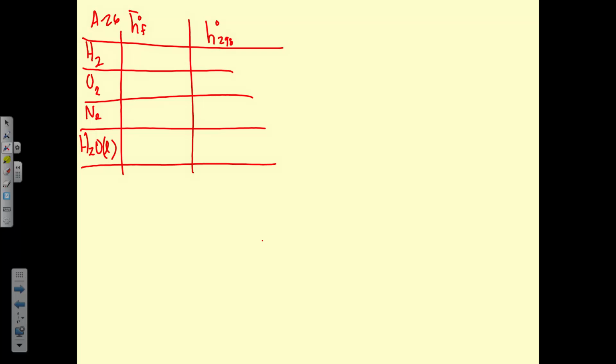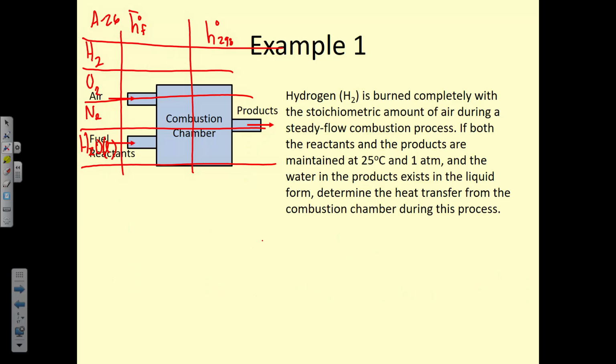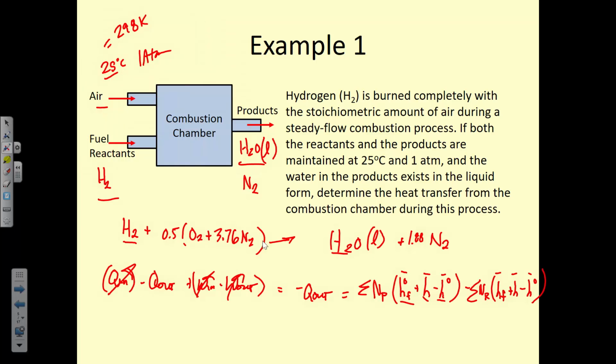I got a quick question. Yes. You could go back a slide. Where did you get the 0.5 and the 1.88 and the 3.76? By balancing this combustion equation? Mm-hmm. You mean how we did that? Yeah, like how'd that come about?